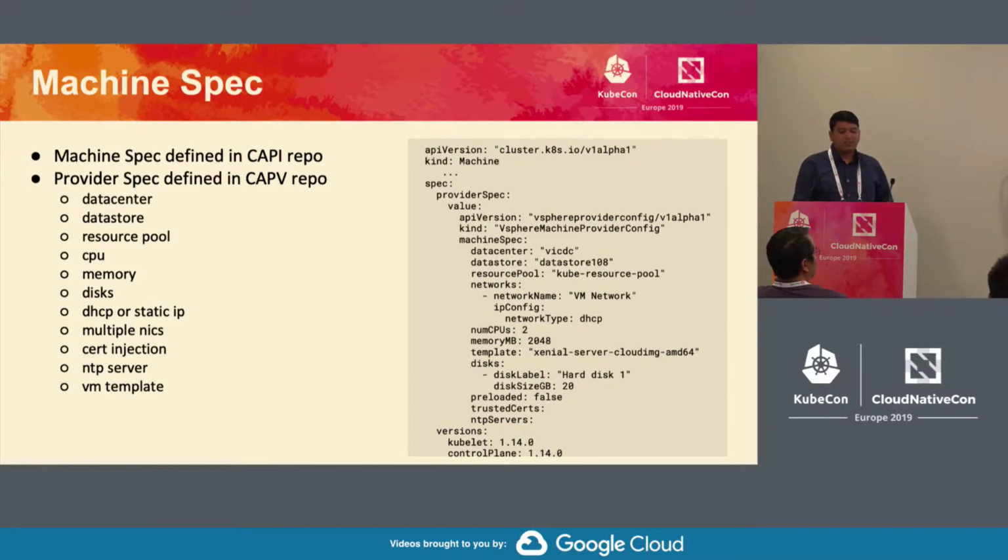Things like NTP servers or cert injection. So if you have, let's say, custom certs that you want to make sure get injected when the VM comes up, this is where you will define them. Similarly, again, networking information and so on and so forth. We support both DHCP as well as static IP from the networking point of view for these VMs.